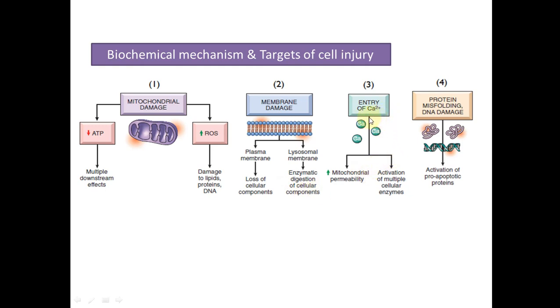Now, the third mechanism of cell injury is the influx of calcium. When the calcium transport system, which also requires ATP, is damaged, it will lead to increased mitochondrial permeability pores, and the increased intracellular level of calcium will lead to activation of multiple cellular enzymes, proteolytic enzymes, hydrolytic enzymes, and enzymes like endonucleases, and they have their detrimental effects.